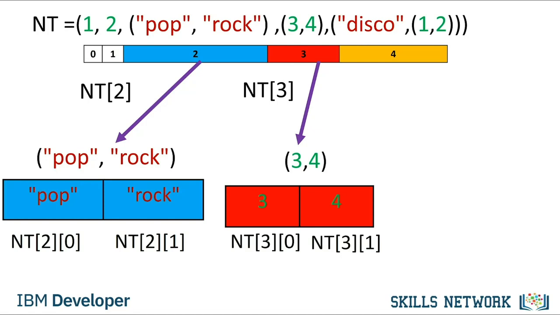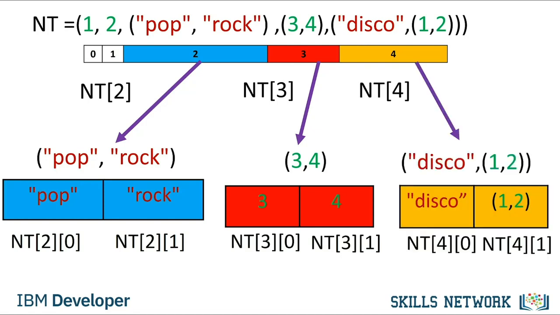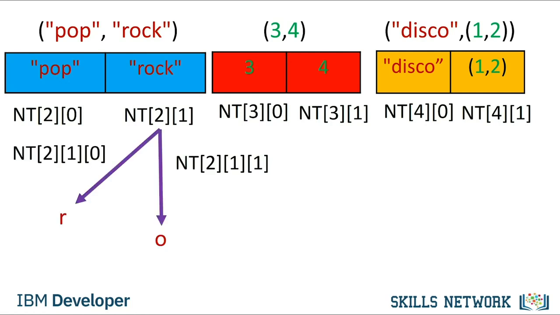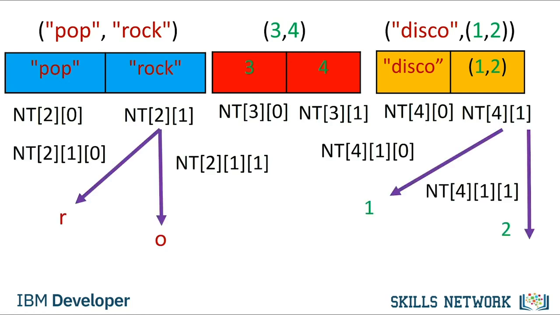We can access the elements in those tuples as well. We can continue the process. We can even access deeper levels of the tree by adding another square bracket. We can access different characters in the string or various elements in the second tuple contained in the first.